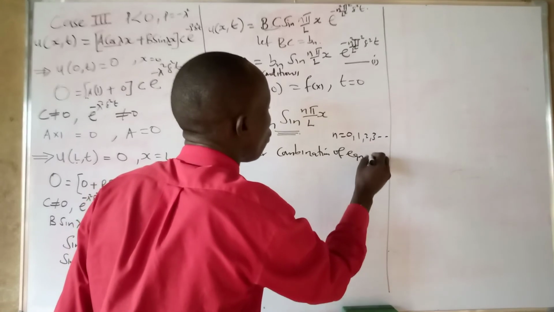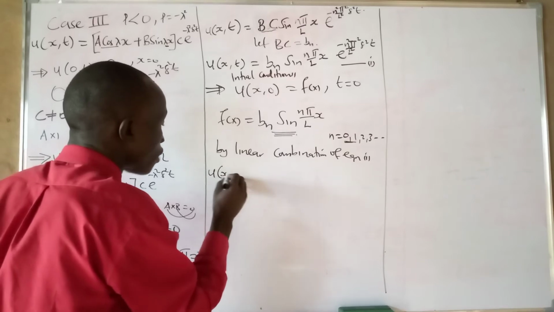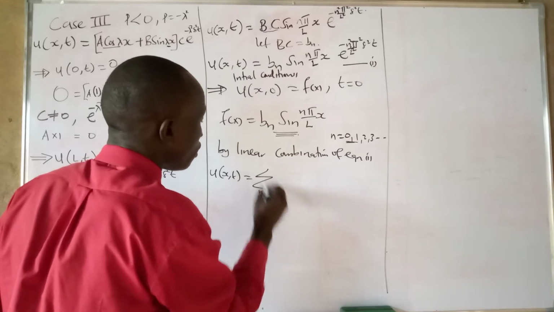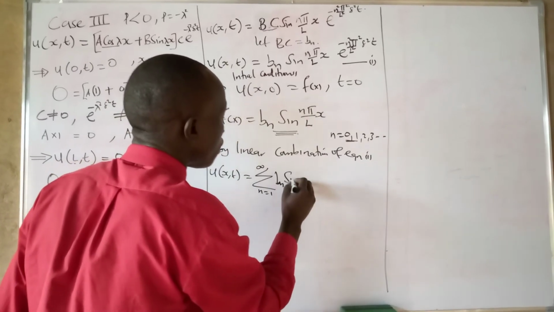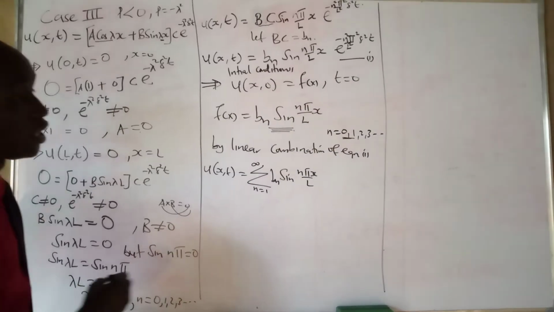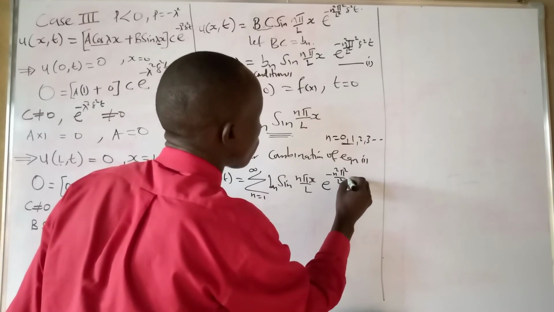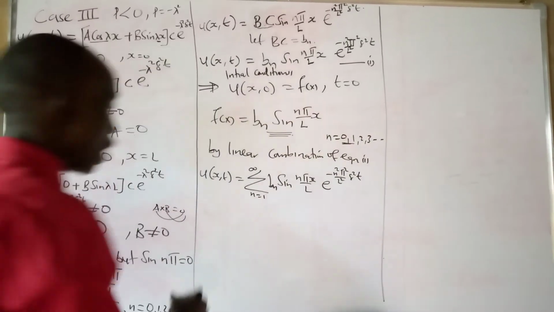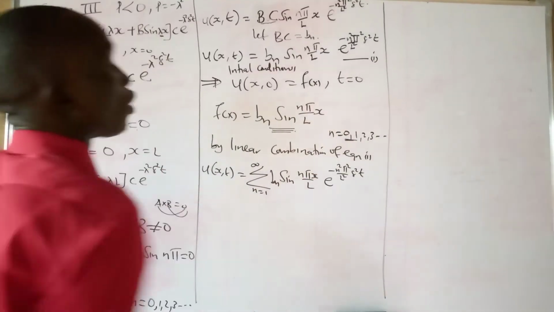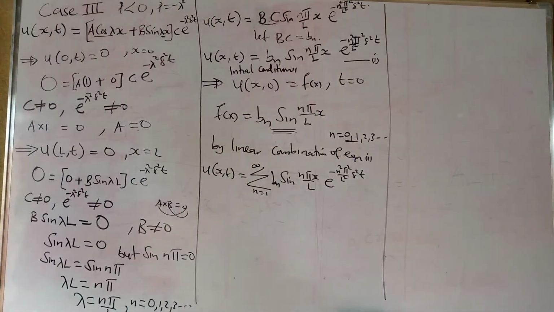of equation 1. Why we sum? Because we have different values of n. That means our u(x,t) is going to be equal to the summation from n equals 1 to infinity of bn sine of n pi x over L, then exponential negative n squared pi squared over L squared sigma squared, then t. So why am I putting this summation? I'm putting summation because we have various values of n. Since we have various values of n, that means our equation can be written like that.